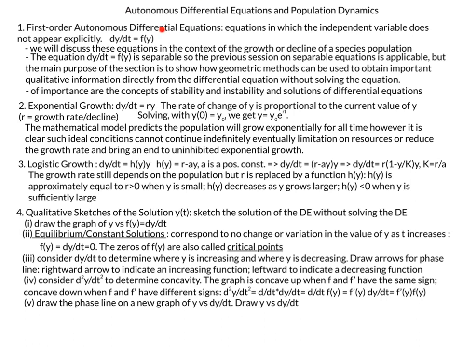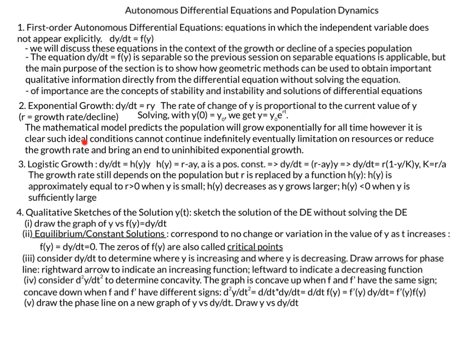So in this video, we talked about autonomous differential equations and population dynamics. We started with the definition of an autonomous differential equation, which has the form dy/dt is equal to f of y. Our first example was exponential growth, where dy/dt is equal to r times y. And this model basically said that the rate of change of y is proportional to the current value of y. And in this model, it predicts population will grow exponentially for all time.